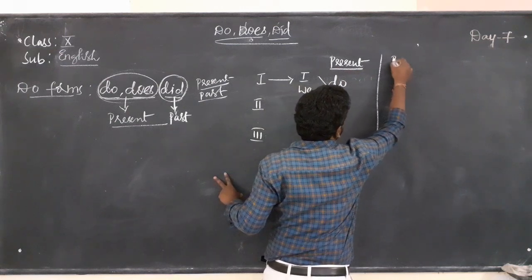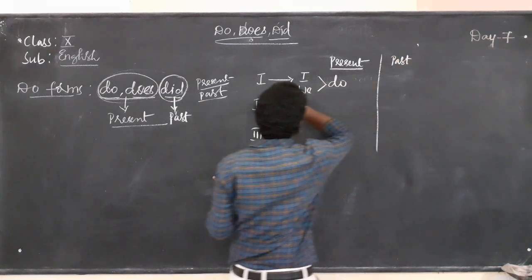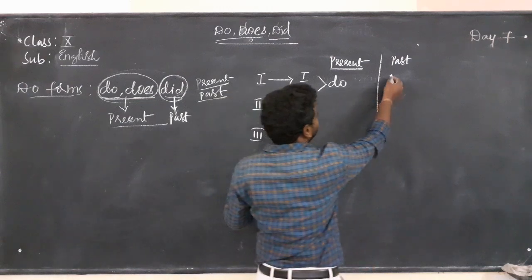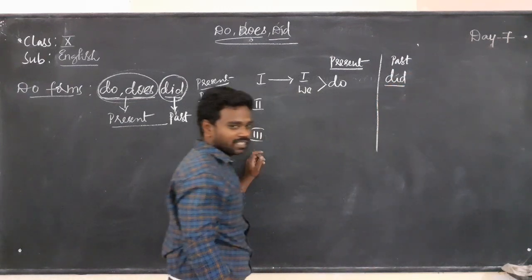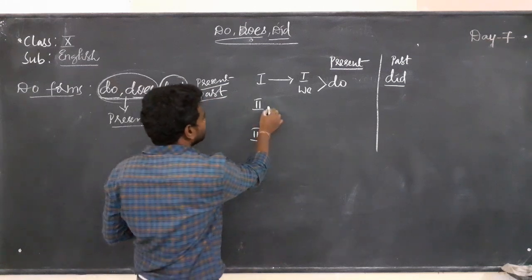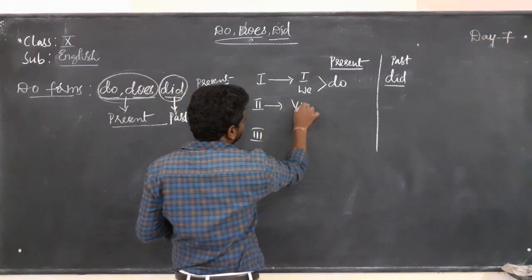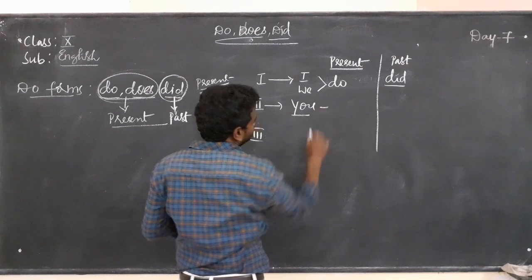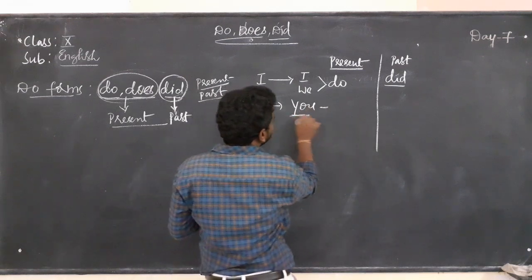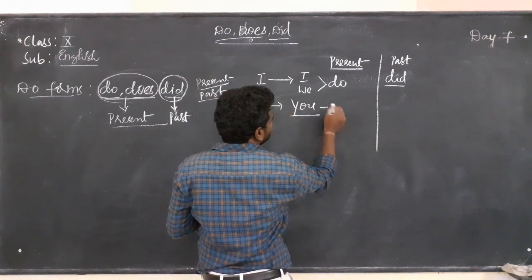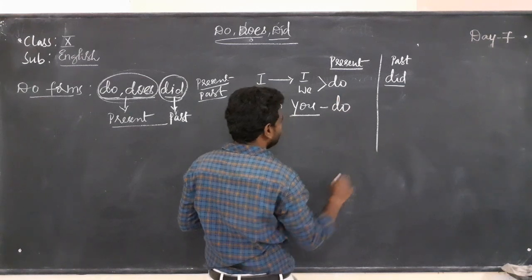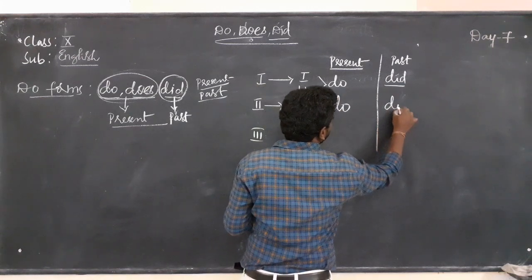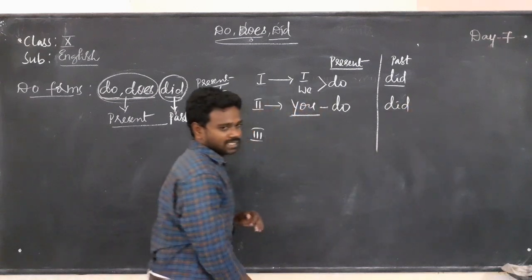What about in past tense? I and we take did in past tense. When it comes to second person, you, what is you here? Second person, you. You always takes do in present tense, and you always takes did in past tense.